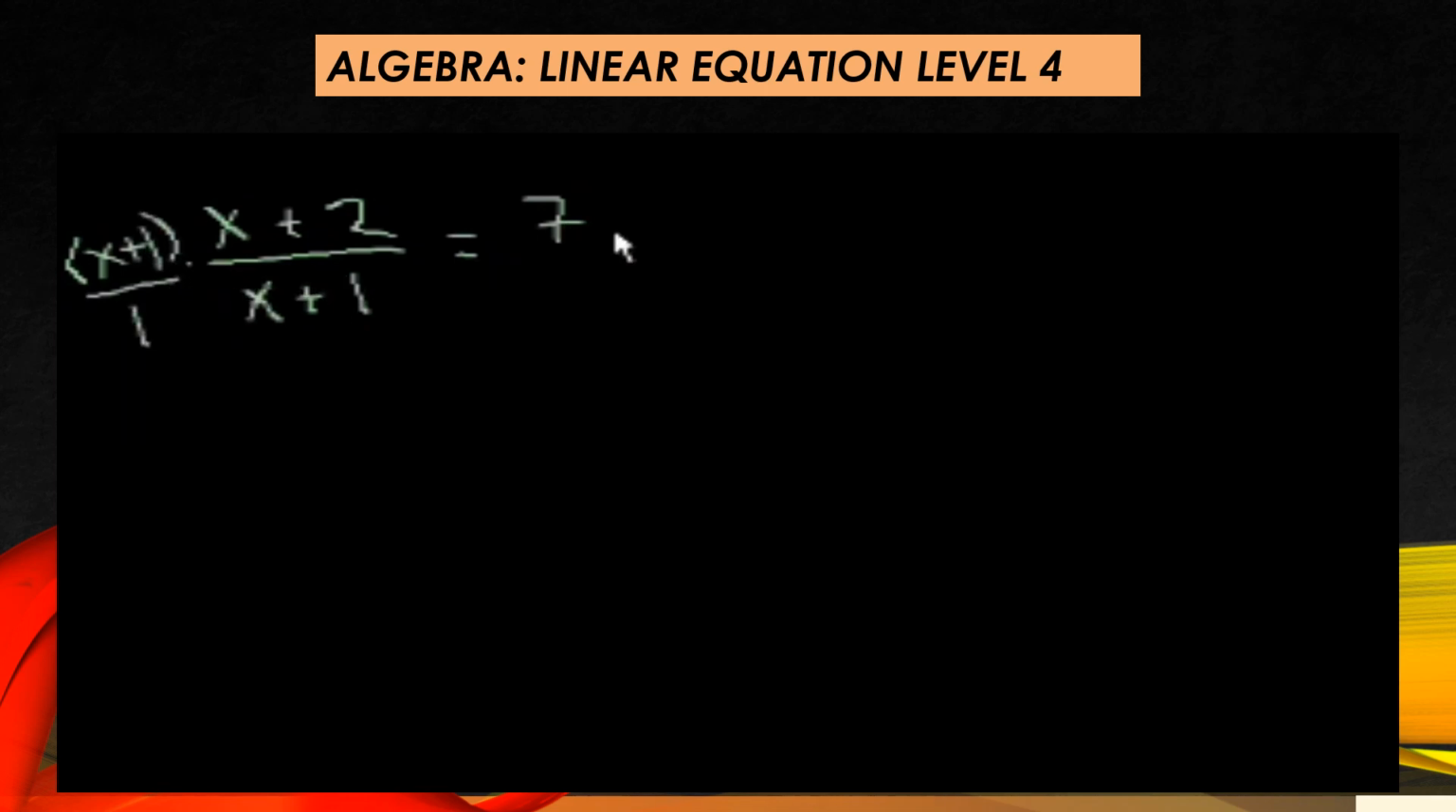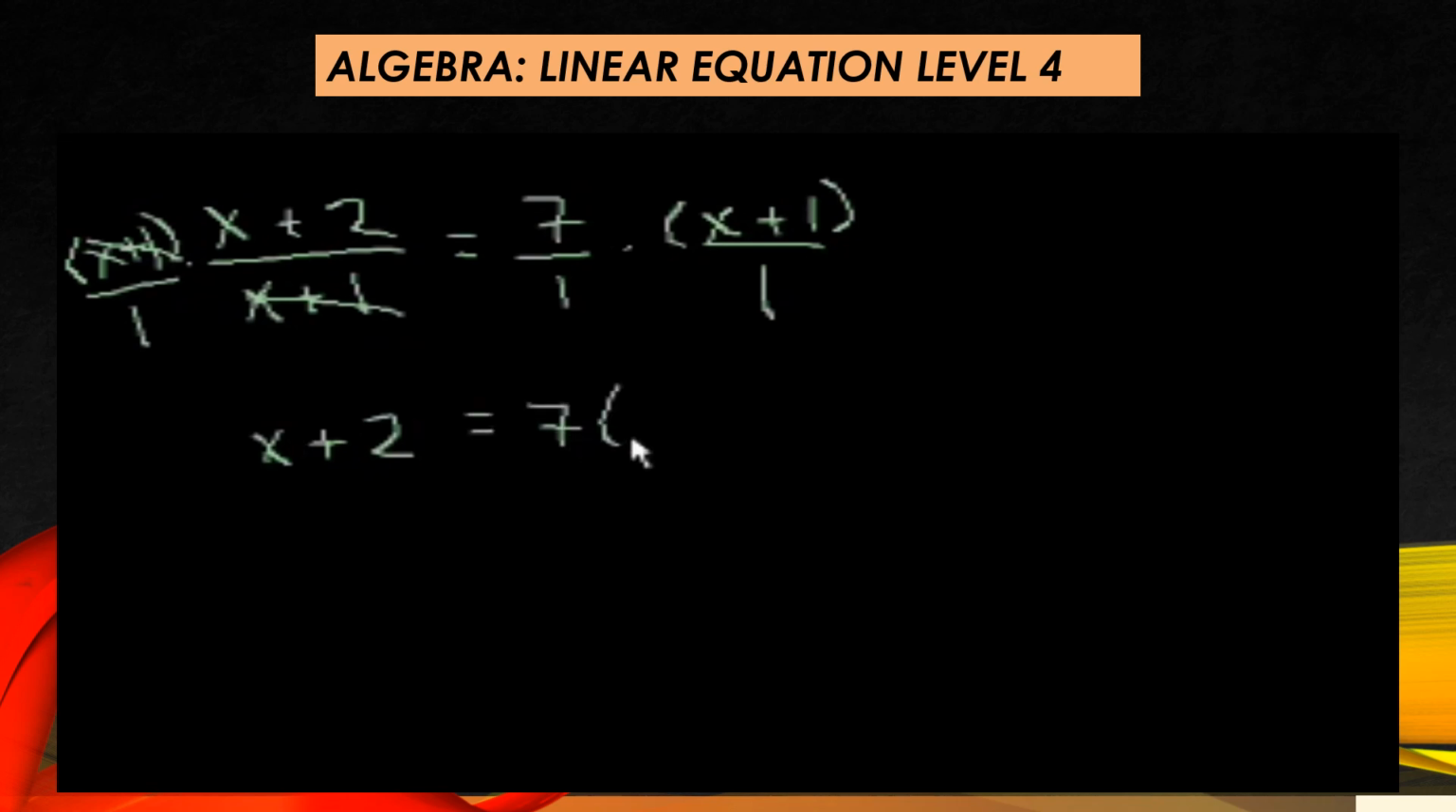Since we did it on the left-hand side, we also have to do it on the right-hand side, and this is just 7 over 1 times x plus 1 over 1. On the left-hand side, the x plus 1's cancel out, and you're just left with x plus 2. It's over 1, but we can just ignore the 1. And then that equals 7 times x plus 1.